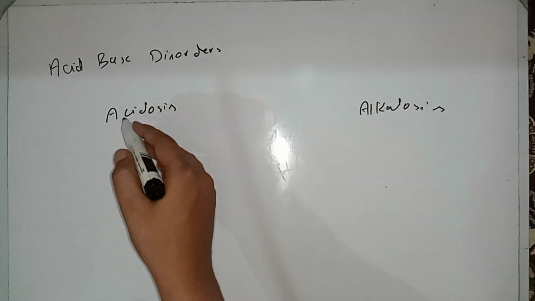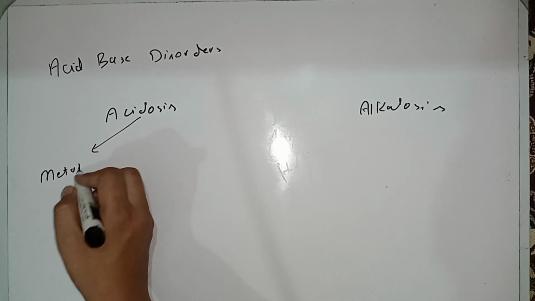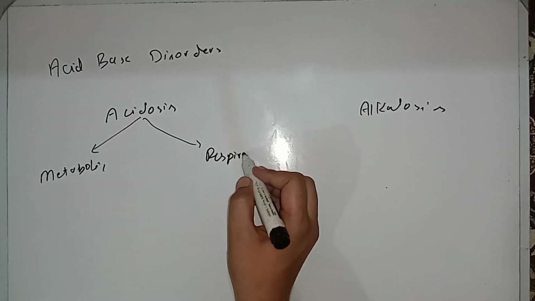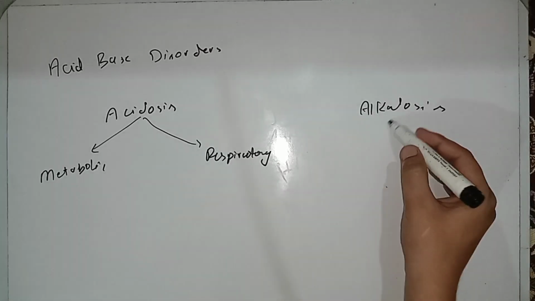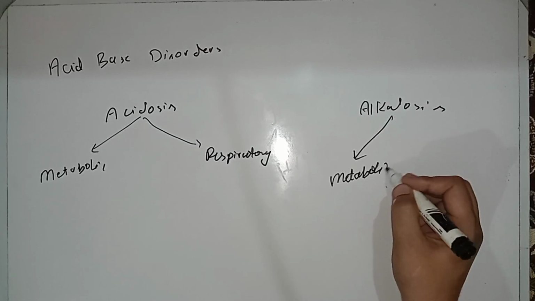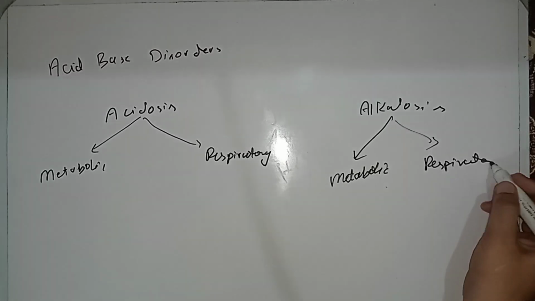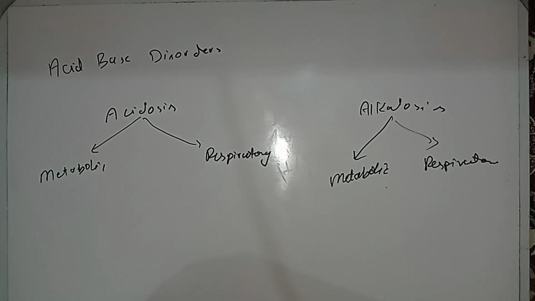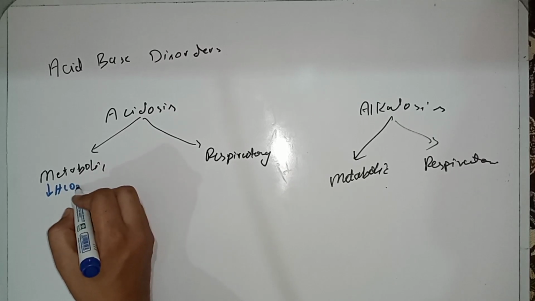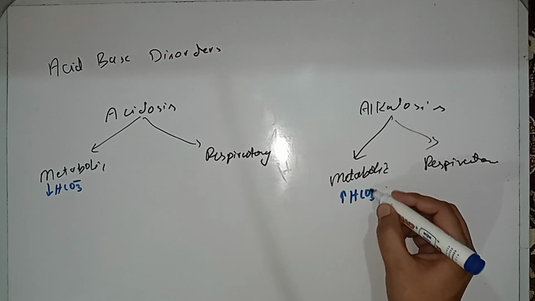So acidosis can be either metabolic or respiratory. In the same way, alkalosis can be either metabolic or respiratory. Metabolic acidosis is due to a decrease in bicarbonate ions, while metabolic alkalosis is due to an increase in bicarbonate ions.